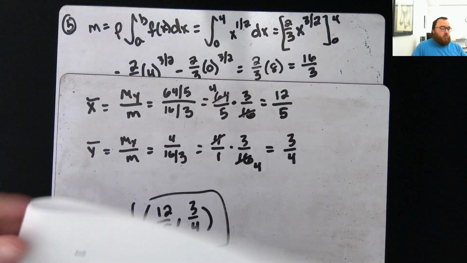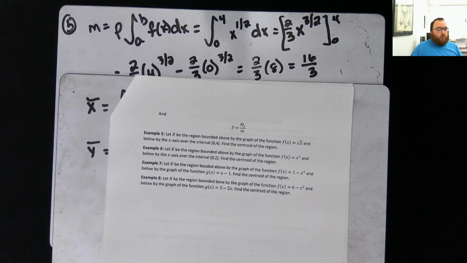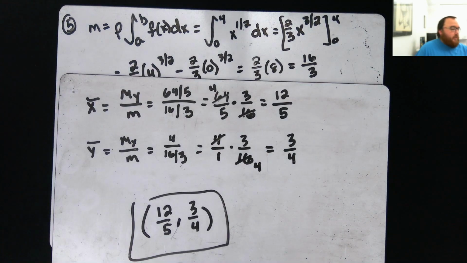Example number 6 works a lot the same way. Let R be the region bounded above by the graph of the function f of x equals x squared and below by the x axis from 0 to 2. Find the centroid. So I'm going to do the same thing, but this time my bounds are 0 to 2 and my function is x squared. So let's do the same thing.